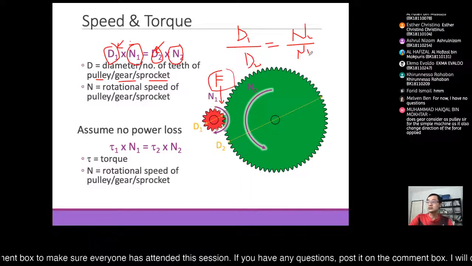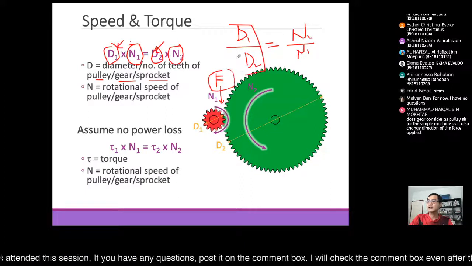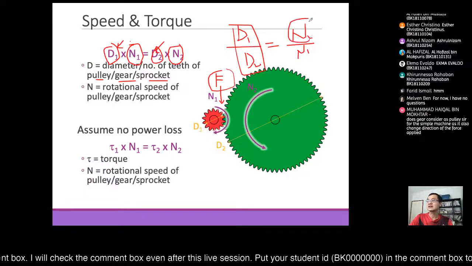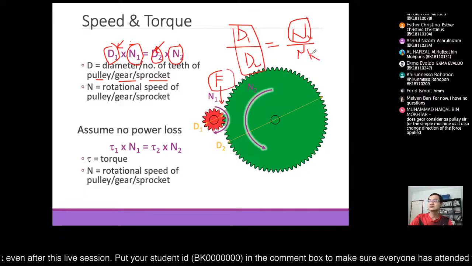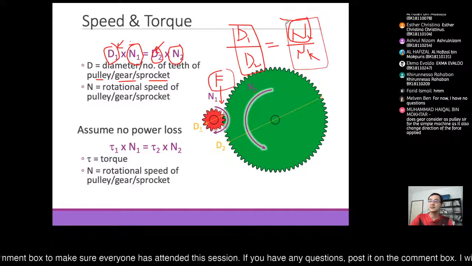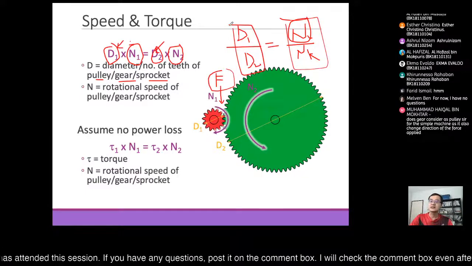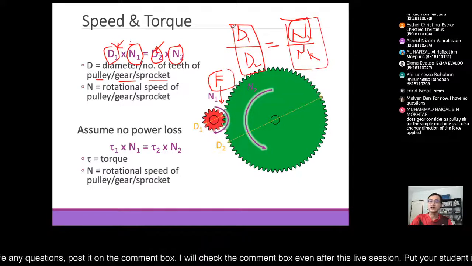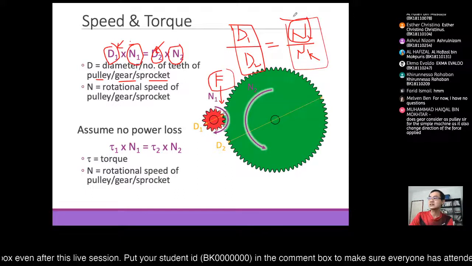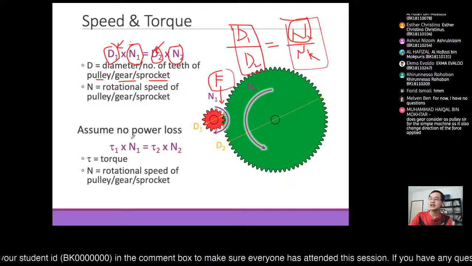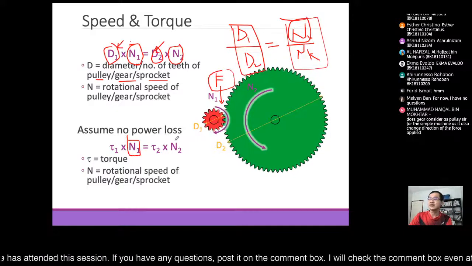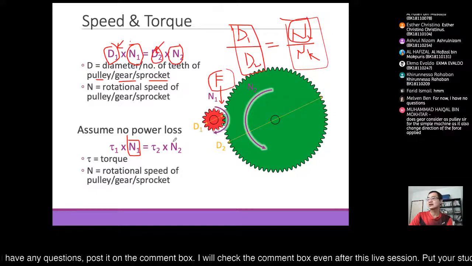So if we try with these combinations and we know our desired output speed, then we can adjust this speed accordingly. Or if we know the combination of speeds that we want, then we can try the suitable combinations of the size or dimensions of the pulley, gear or sprocket, right? So once we know these speed ratios, we can apply them to determine the torque being produced by the gears or the sprocket systems itself.